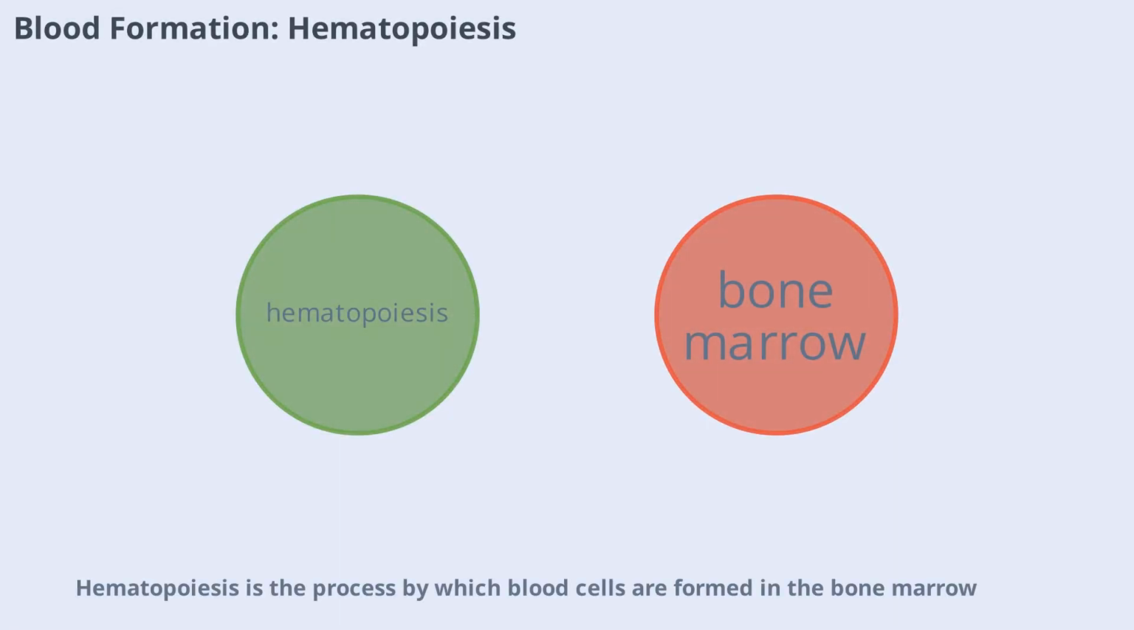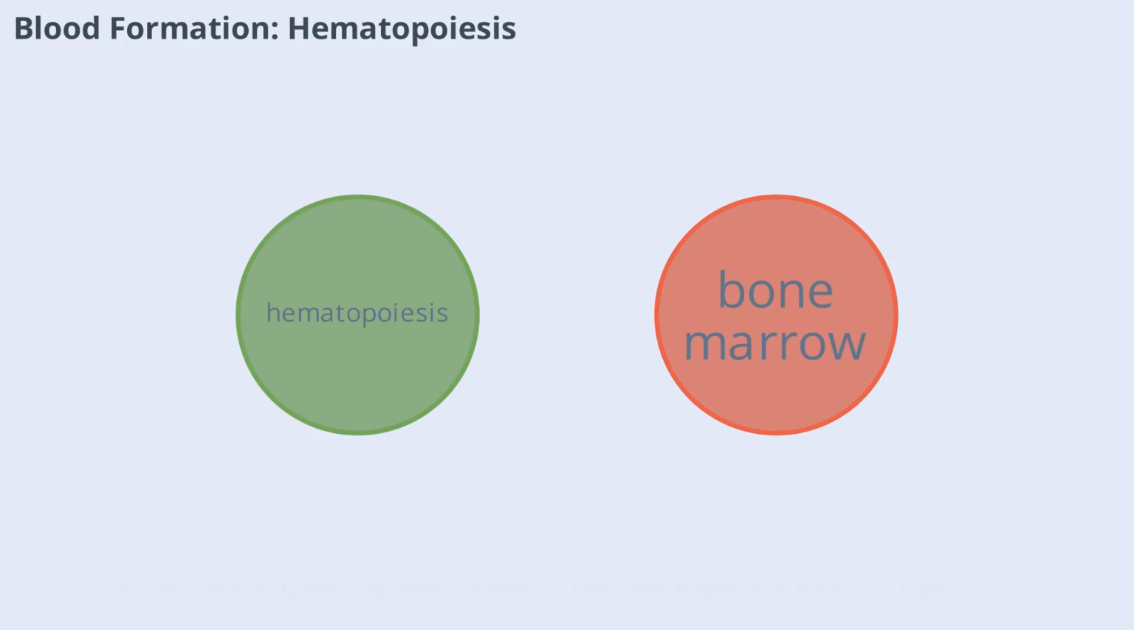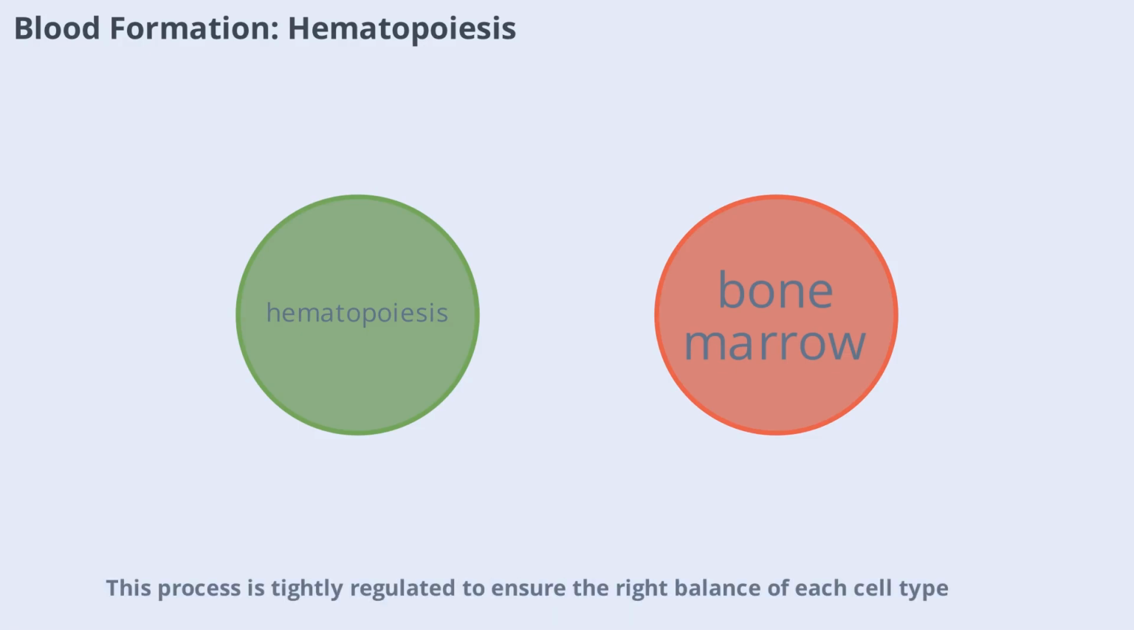Hematopoiesis is the process by which blood cells are formed in the bone marrow. Stem cells in the marrow differentiate into red blood cells, white blood cells, and platelets. This process is tightly regulated to ensure the right balance of each cell type. Disorders of hematopoiesis, such as aplastic anemia or myelodysplastic syndromes, can lead to serious health problems. Hematology focuses on understanding and treating these disorders to restore normal blood cell production.